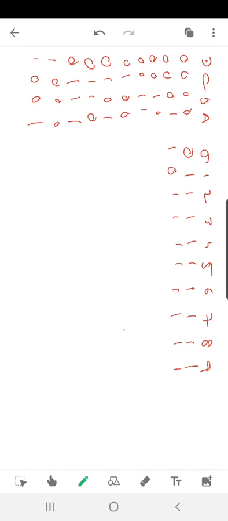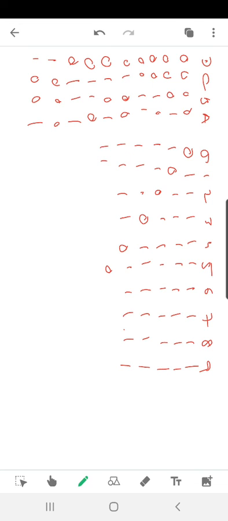It is 0010, it represents 2, so pin number 2 will be at 0 and the remaining pins will be at 1. 0011 represents 3, so pin number 3 will be at 0 and the remaining pins will be at 1. 0100 represents 4, so pin number 4 will be at 0 and all other pins will be at 1. 0101 represents 5, so pin number 5 will be at 0 and all other pins will be at 1.